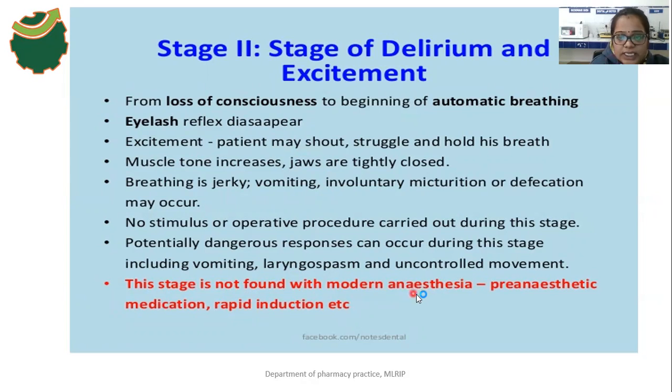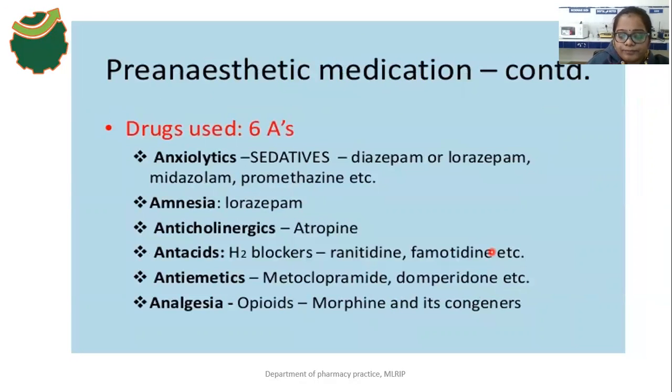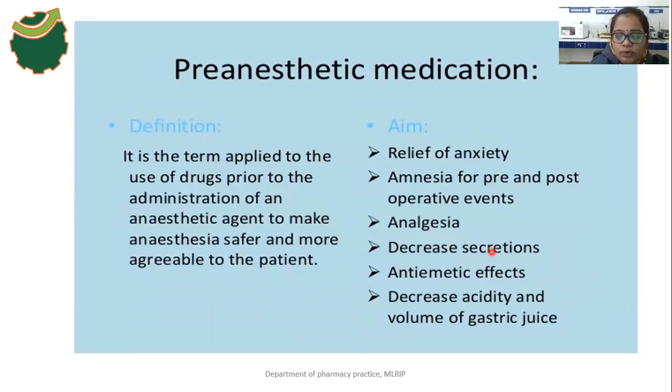Modern anesthesia involves pre-anesthetic medication. So what is meant by pre-anesthetic medication? Pre-anesthetic medication means these are the drugs that are given before the administration of the anesthetic agents, to make the anesthesia safer, and it is more agreeable to the patient also.